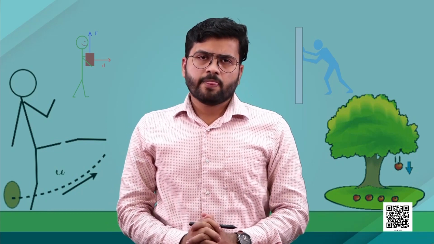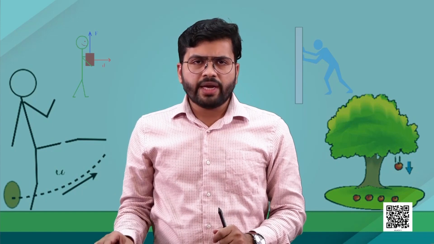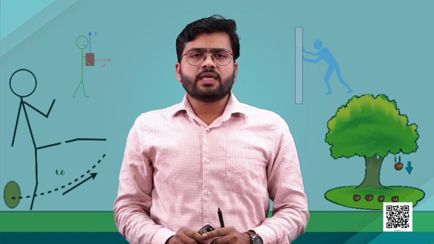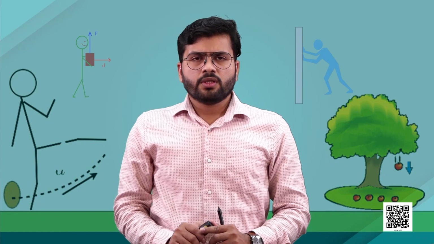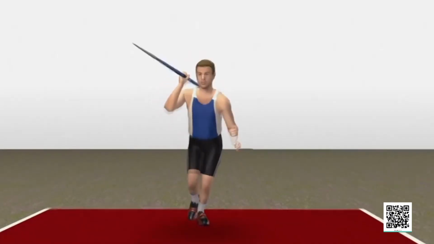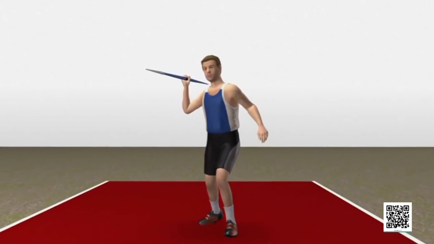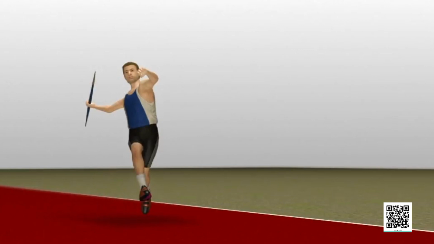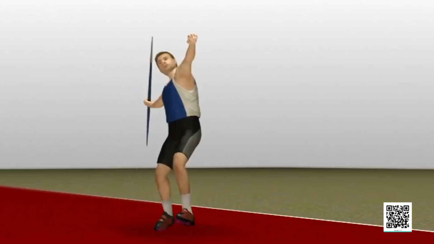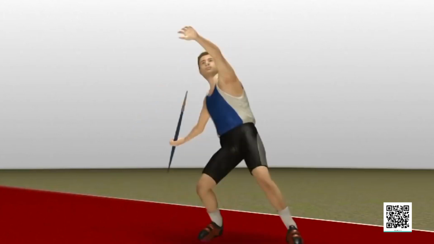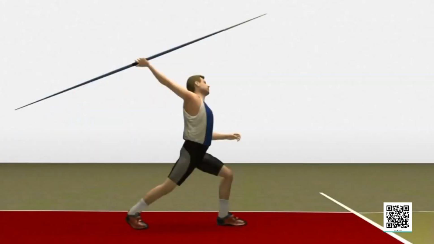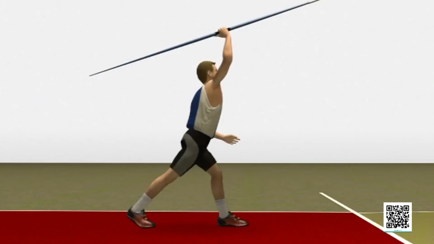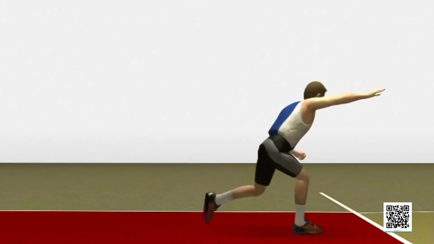Now, let's talk about the potential energy acquired by an object when it is raised to a certain height. Here, if you see, a player is trying to throw a javelin, and as the player has lifted that javelin to a certain height, we say that it has acquired some kind of energy, because while lifting that javelin, work has been done against the gravitational pull.